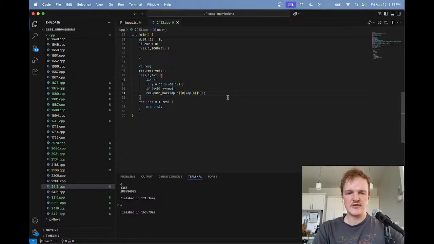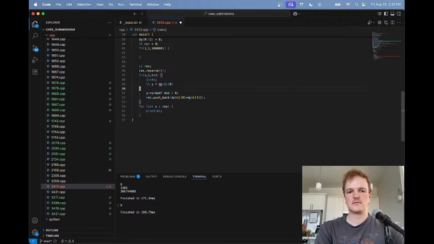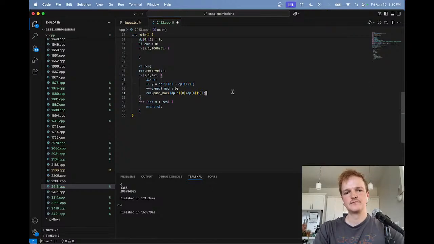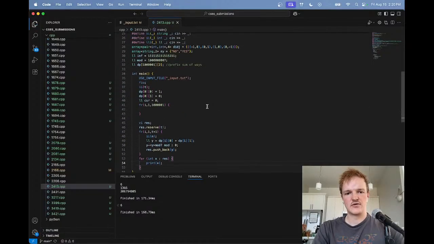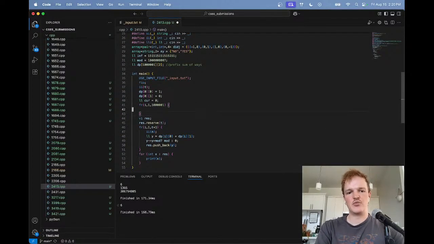Why is dp at i minus dp at i minus 1? That's not relevant anymore. I'll say y minus equals y is greater than mod or else 0. Okay, that looks good. Now to actually build the DP array finally. So dp at i at 0.